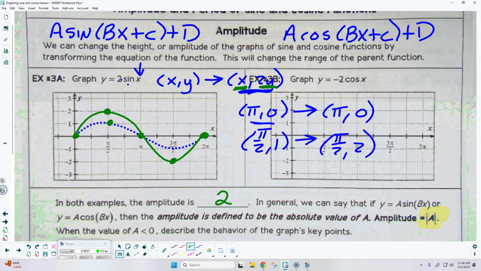There we go. So the pre-image is the original parent. That's dashed. The image is your final answer. Your final transformation is a smooth curve. There you go. Okay. So let's take a look at 3b.